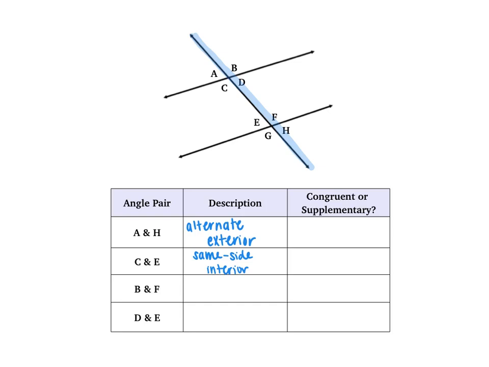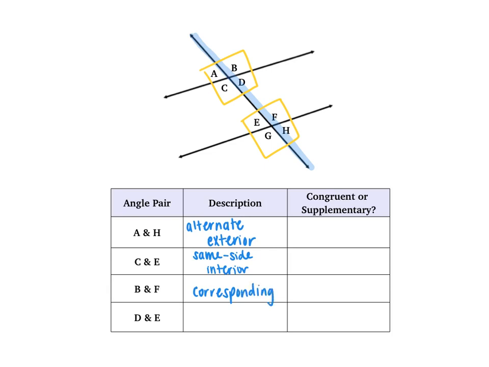B and F. Well, I have one that's on the outside and one that's on the inside, so they're not really interior or exterior. Instead, what B and F have in common is they're both in that top right section of each of their groups. So B and F are our newest corresponding angles. Remember, that means they match up in location.